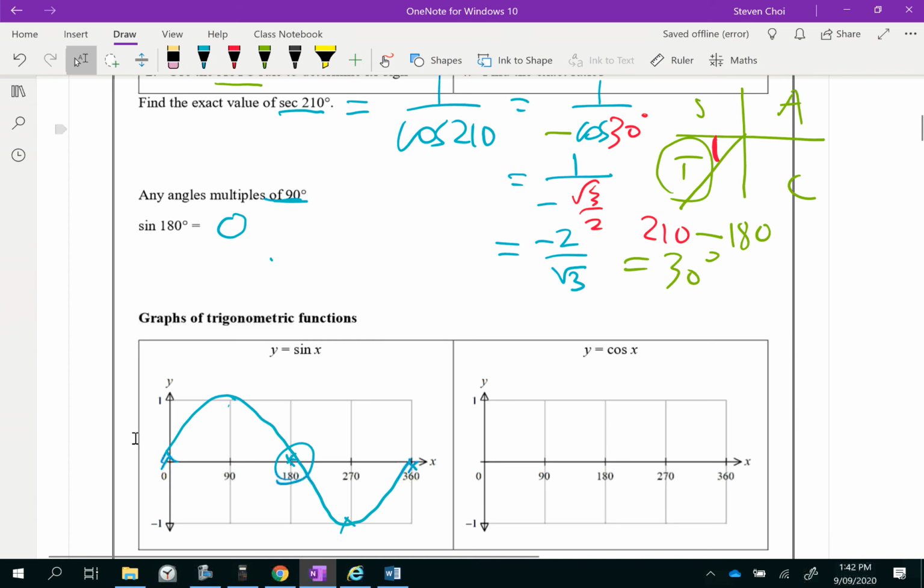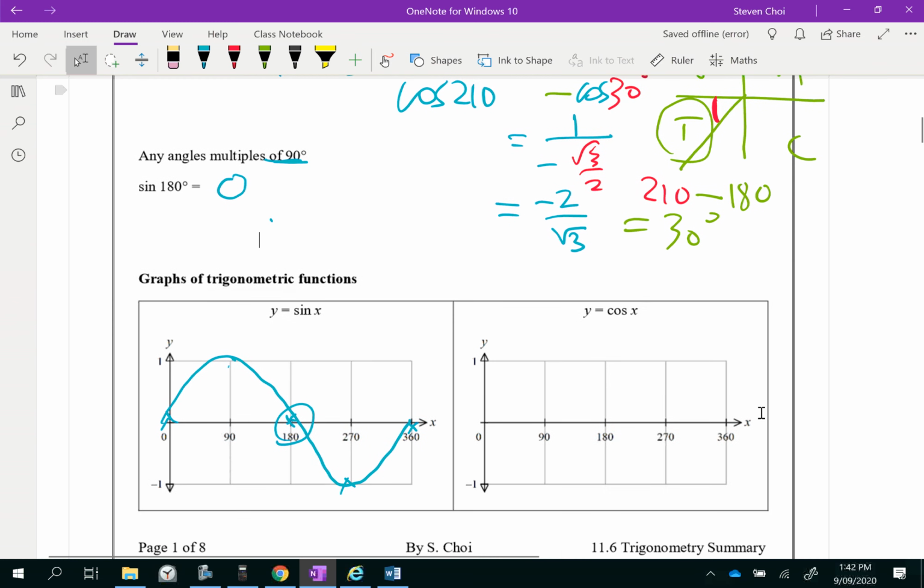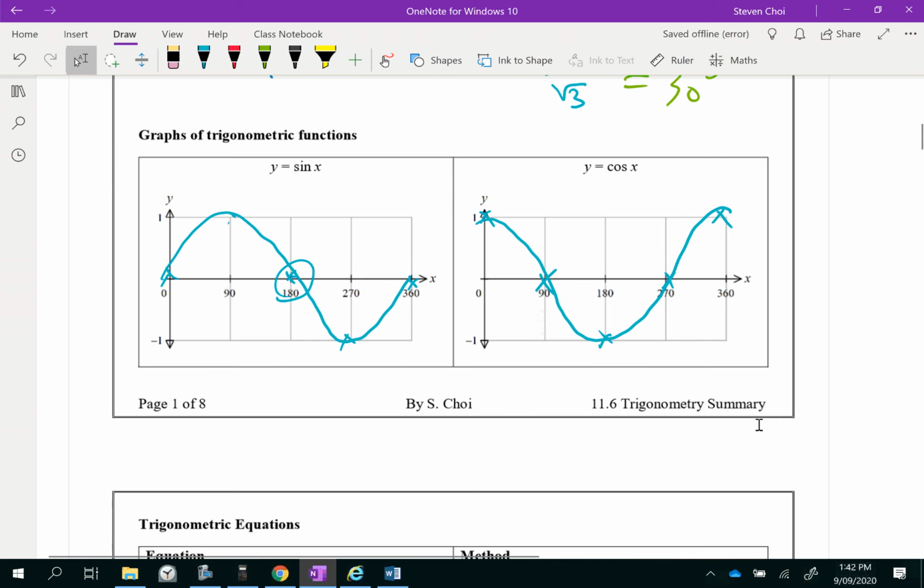Good. Okay, that's good. Okay, let's move on to the next question. So how do I draw the cos graph? Memorize the shape. Looks like this. Like that. Okay, good. So let's move on to the next page.